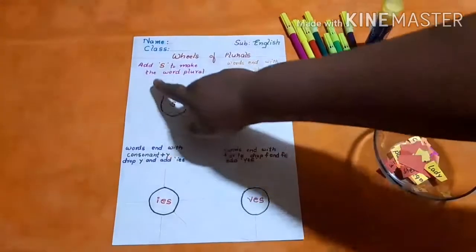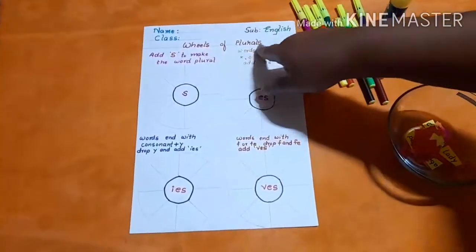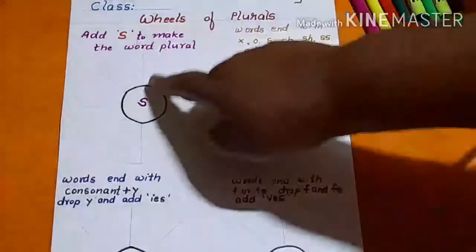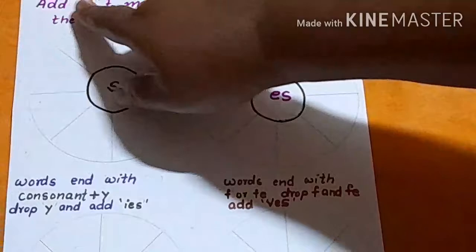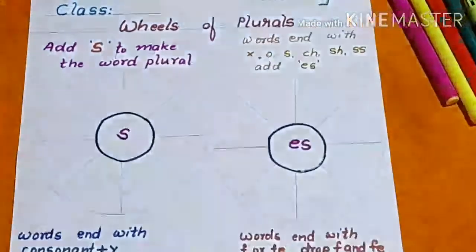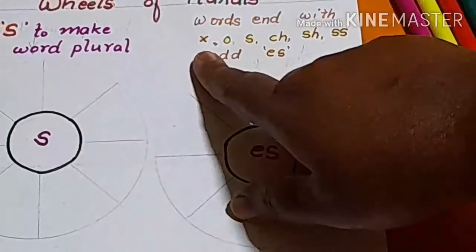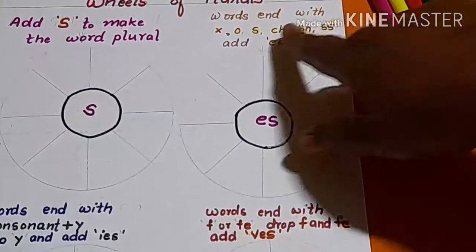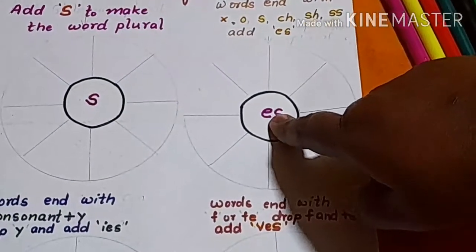Our A4 sheet should be prepared like this. Our activity is wheels of plurals. So we have some rules to do that. In the first wheel we are having the words with add s to make the word plural. Second wheel with words end with x, o, s, ch, sh, double s. For that we have to add es. So we have written here es.